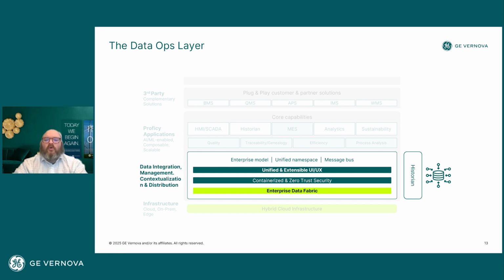All right, so let's dig in a little more and think about how each of these layers plays together, right? We'll give the overview, and then we'll dig into the specifics. And so now we're at the specific part, right? The integration, management, contextualization, distribution of data, data fabric. There we go. Now, we're also working on containerization and zero trust security, right?